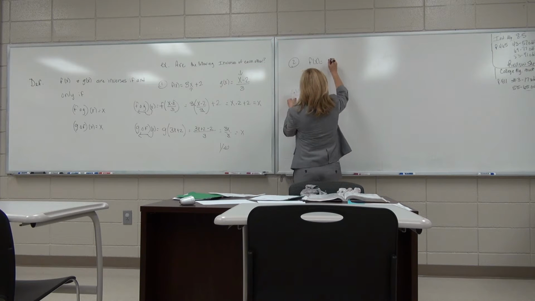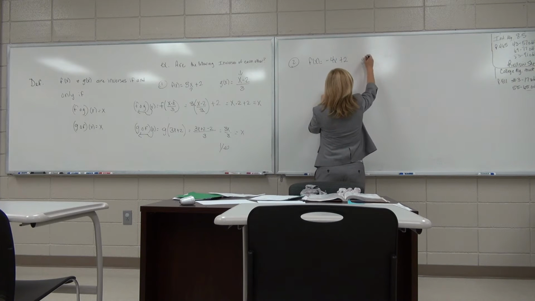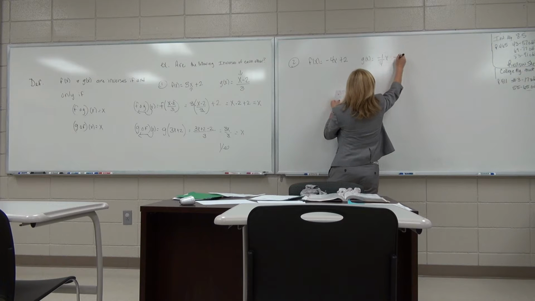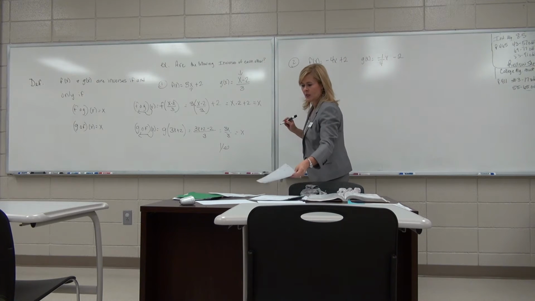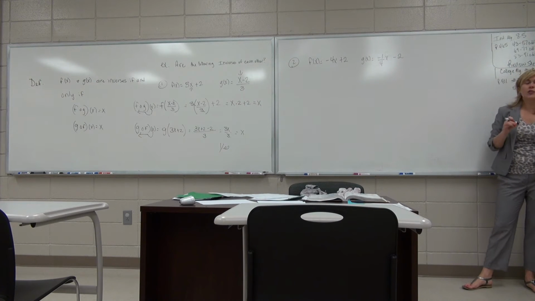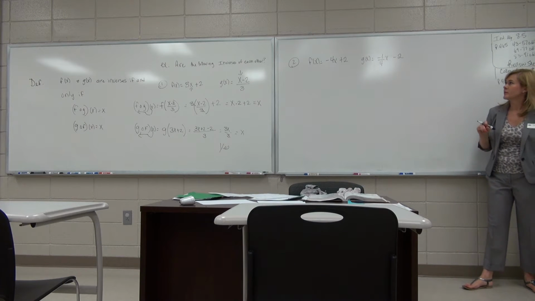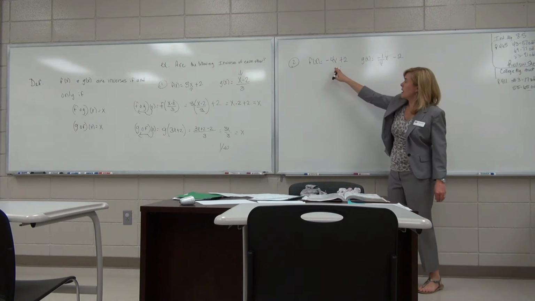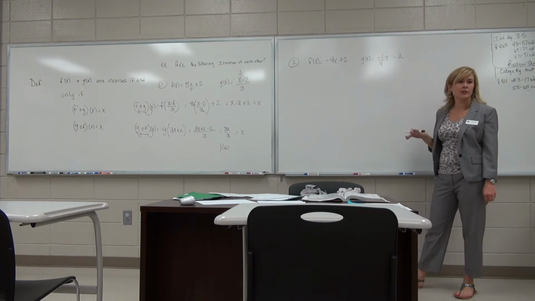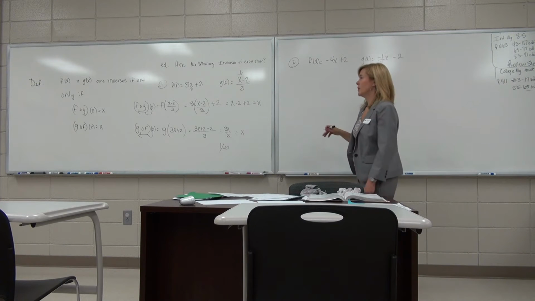f of x is equal to negative 4x plus 2, and g of x is equal to negative 1/4 x minus 2. Let's see if these are going to be inverses of each other. Kind of looks like multiplying by negative 4, dividing by 4, adding 2, subtracting 2. Let's see what happens.